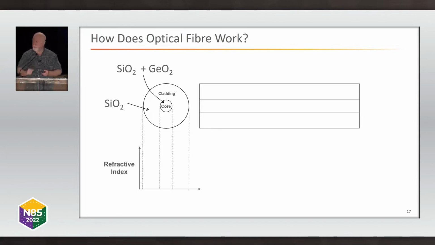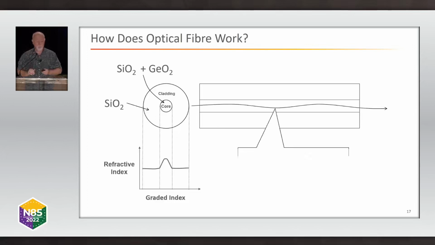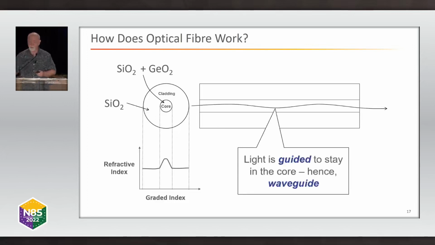So if you plot the refractive index profile, it's actually a gradient index profile these days. Sometimes people say that optical fiber works by total internal reflection. It doesn't, because the light wouldn't go very far if it did work that way, but the light is guided within the core of the fiber. That's why we say that optical fiber is a waveguide.